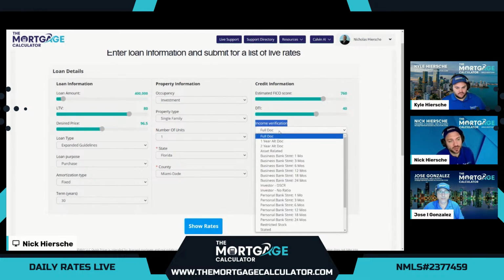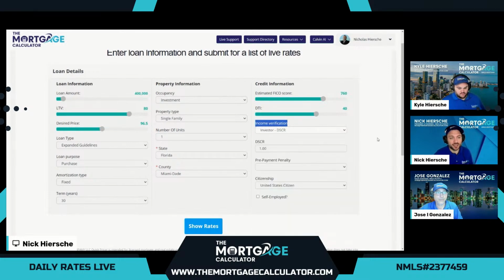So we have to set a couple new options here. First off is the income. The most popular income type for investments is going to be the DSCR, and that's because it doesn't require any income or employment or documentation on that from our borrower. We simply use the appraisal estimated rental income to determine a DSCR value. It stands for debt service coverage ratio.